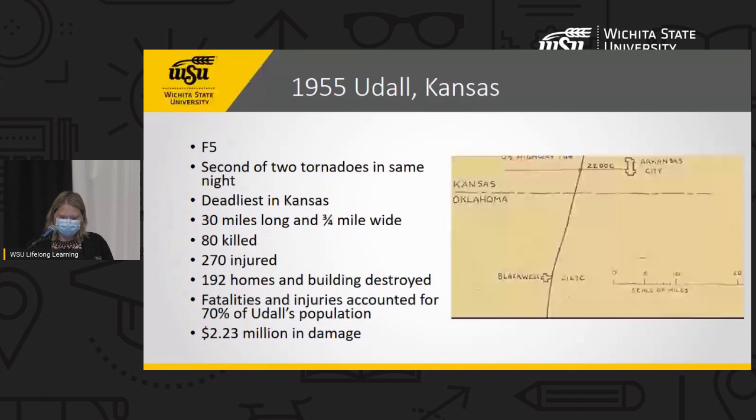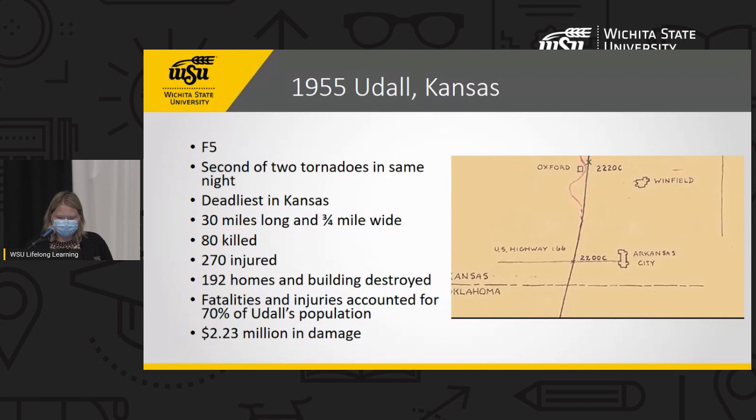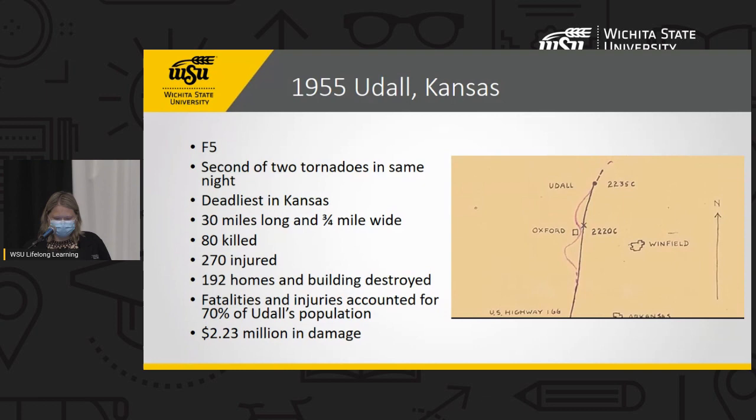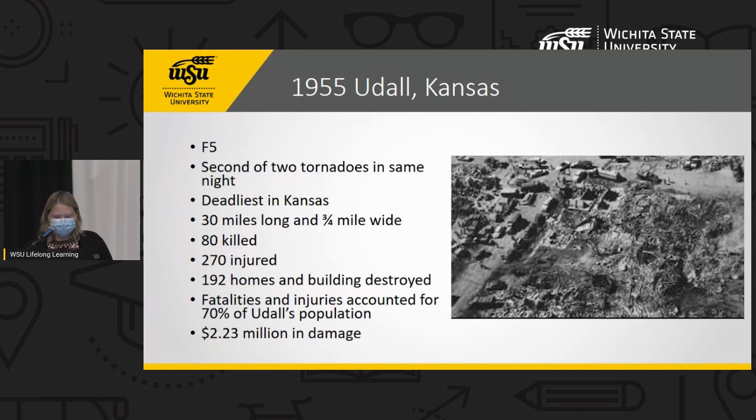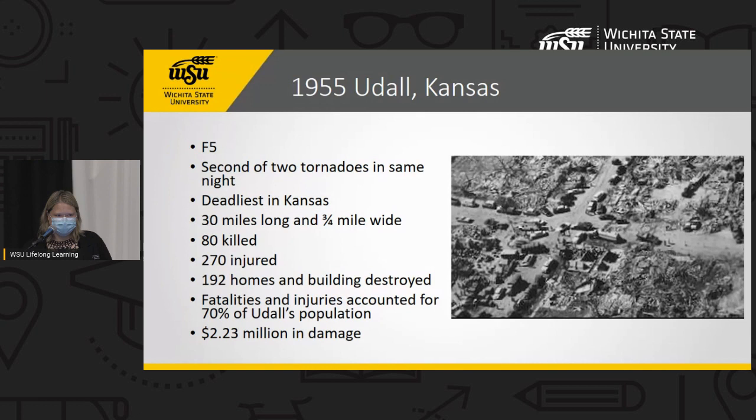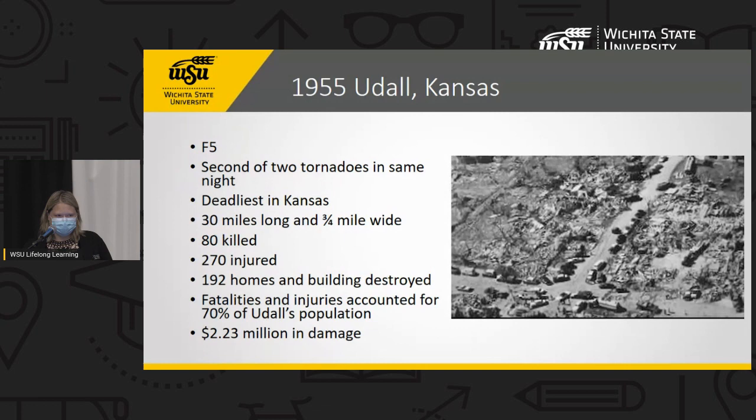30 minutes later, the same supercell that spawned the Blackwell tornado produced another violent tornado east of the first track near the Kansas-Oklahoma border. It proceeded northward and hit the town of Udall with F5 intensity. It disintegrated numerous structures and homes all across the town when the funnel, about 1,300 yards wide, hit around 10:30 p.m. It later dissipated after traveling over 50 miles from the Oklahoma border to southeast of Wichita, Kansas.